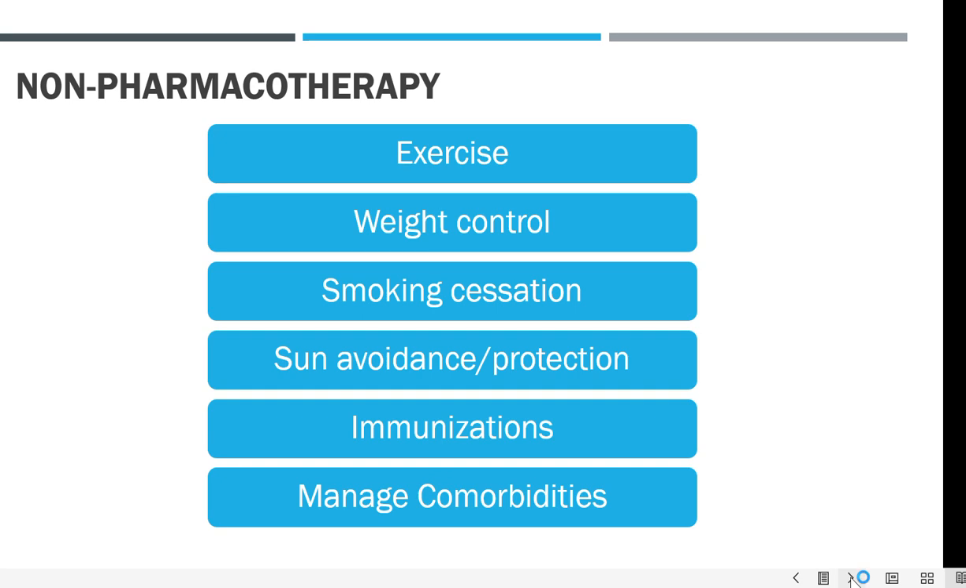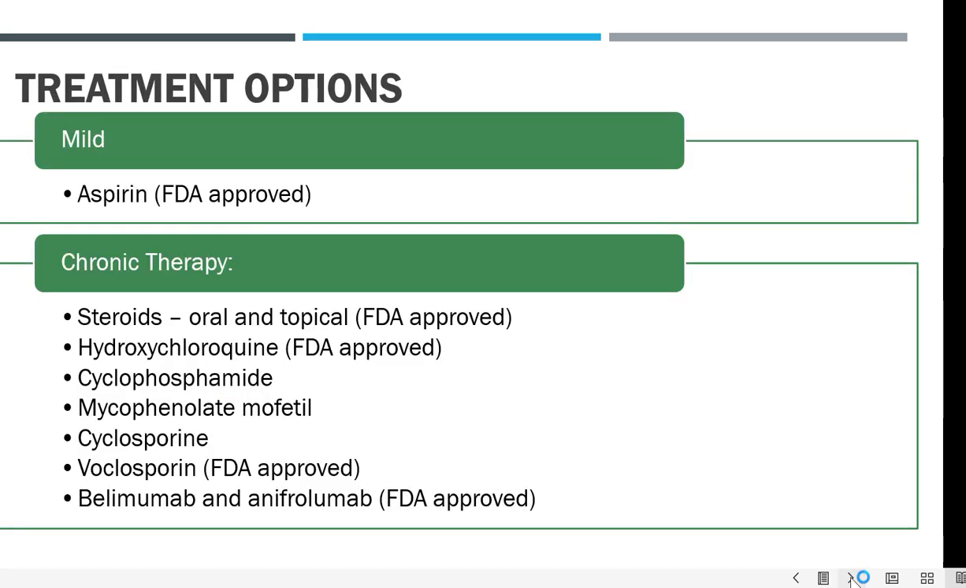Just an overview of some of our treatment options. For mild disease we have aspirin, which is FDA approved, as well as some of our chronic therapy. We have oral and topical steroids, hydroxychloroquine, cyclophosphamide, mycophenolate, cyclosporine, voclosporin, and some of our biologic agents. This list is not all inclusive, and we will not be talking about all of these today, as they might be a review of some of your other lectures.